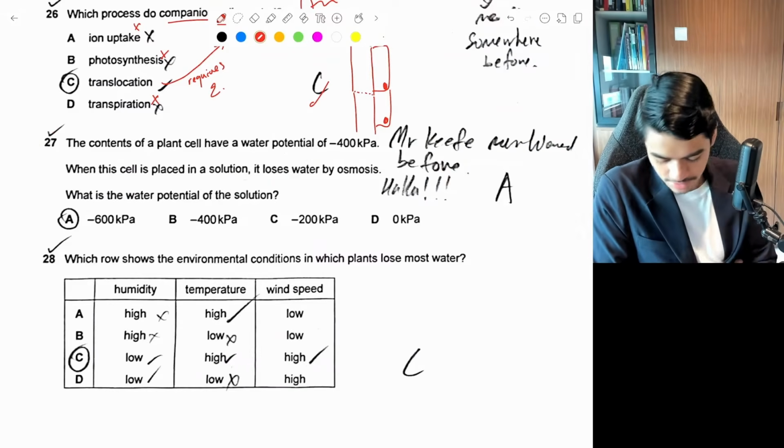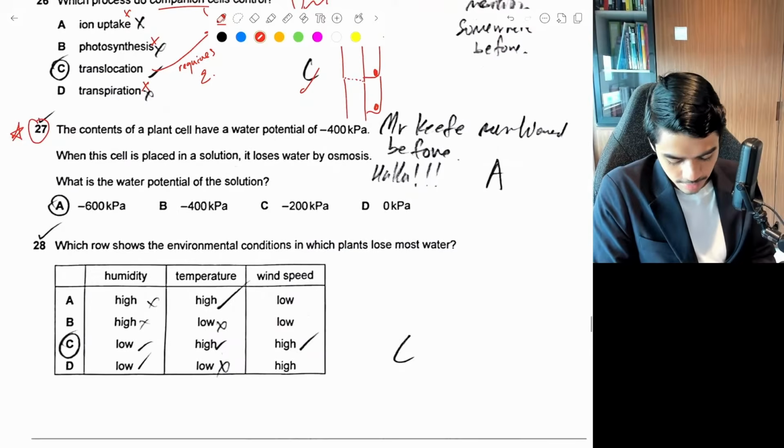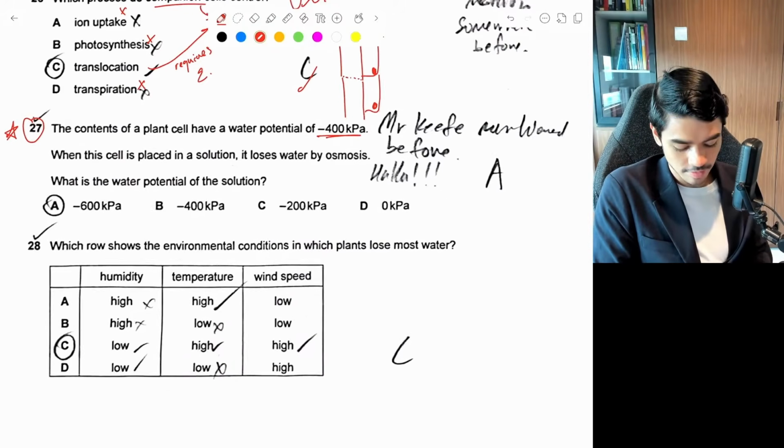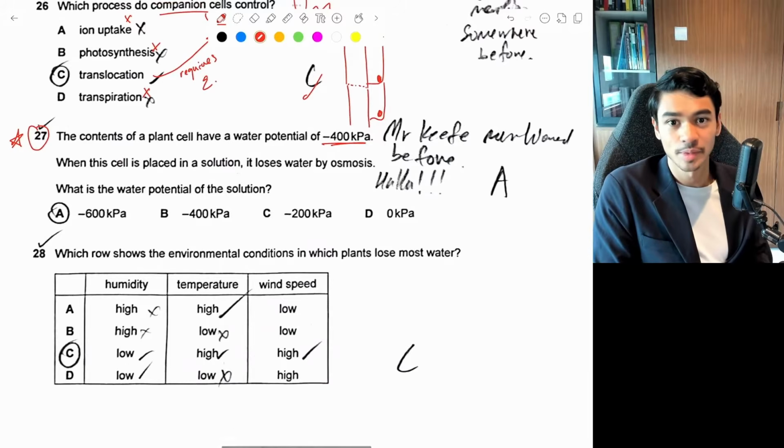Question 27. So let's figure this out together. The contents of plant cells have negative 400 kPa water potential. Now, some of you might have been confused. What is this negative number? Why is it even negative?